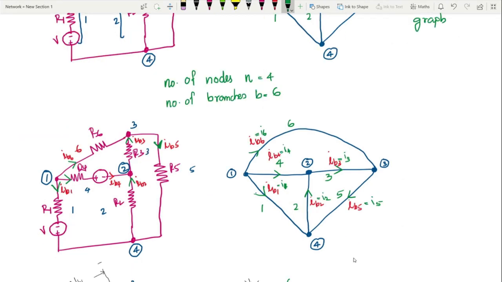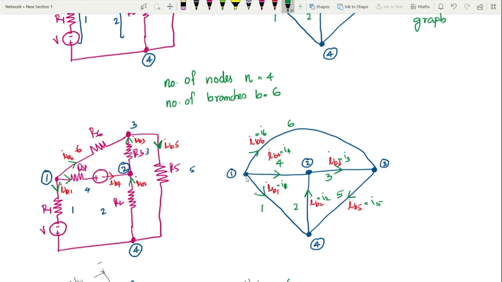As mentioned earlier, there are 2 ways to explain the building procedure of the incidence matrix. First one is by applying KCL at each node. For this, first of all, we need to assume current through branches, say IB1 is equal to I1. That is, the current flowing through branch 1 is represented by IB1, which is equal to small I1. Similarly, IB2 is equal to I2, and so on. IB6 is equal to I6. So we can mark in this manner.